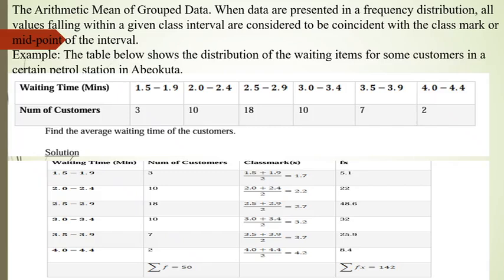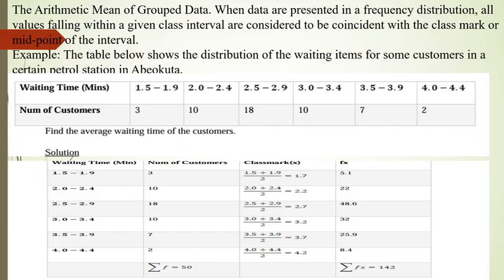So the first thing we'll do is tabulate the values given, as we can see in the solution. They gave us just two rows, the waiting time and the number of customers. Then we are the ones to look for the class mark, or the midpoint, you can call it either class mark or midpoint. That is when we are calculating for grouped data. The first one we did was ungrouped data, with frequency. Here, this one is for grouped data.